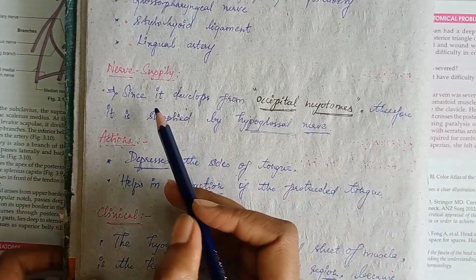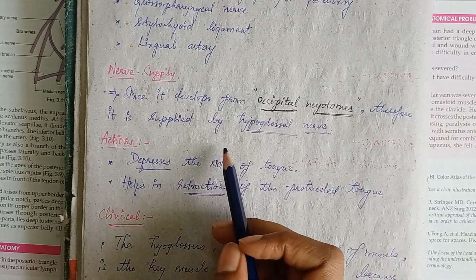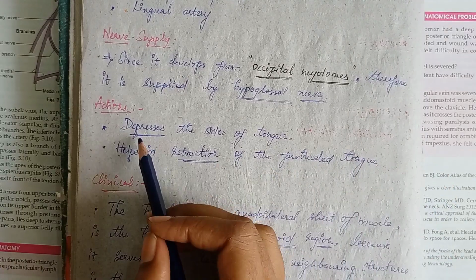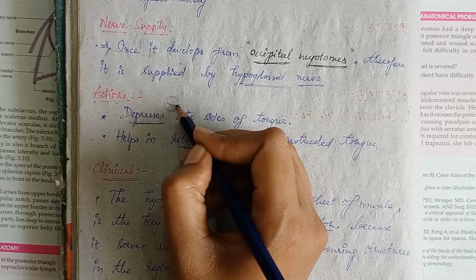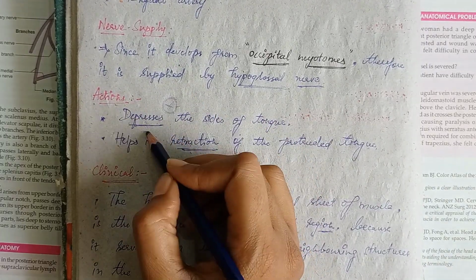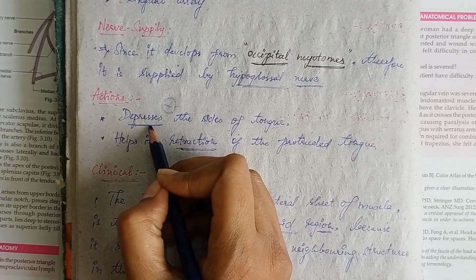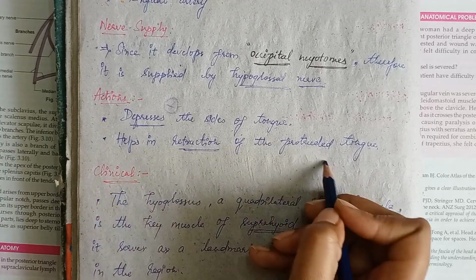Nerve supply: since it developed from occipital myotomes, it is supplied by the hypoglossal nerve, which supplies the tongue. Action: once you are writing the muscle origin and insertion, the action is also the most important thing. The hyoglossus muscle depresses the sides of the tongue and helps in retraction of the protruded tongue.